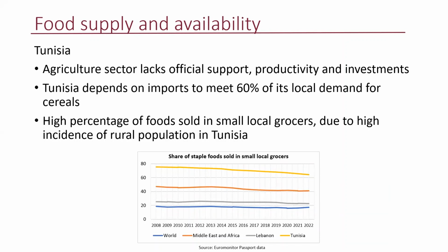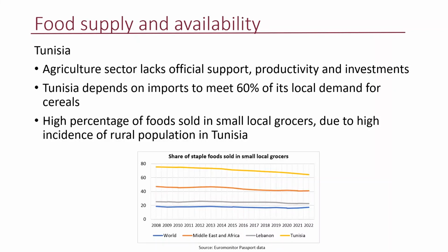And also we can see a trend in how the food is being made available to the population through the retailers. And we still have a high incidence of small grocers in Tunisia, up to, if you see here in the graph, up to 60% of staple foods are sold in local small grocers in Tunisia, compared to not more than 20% in Lebanon.